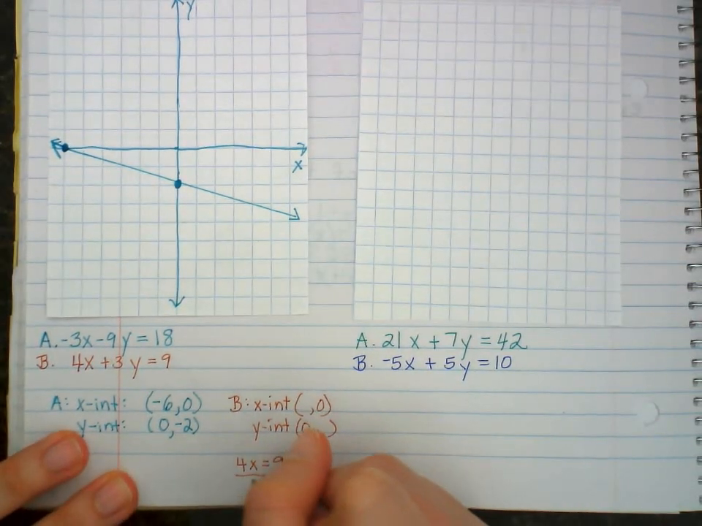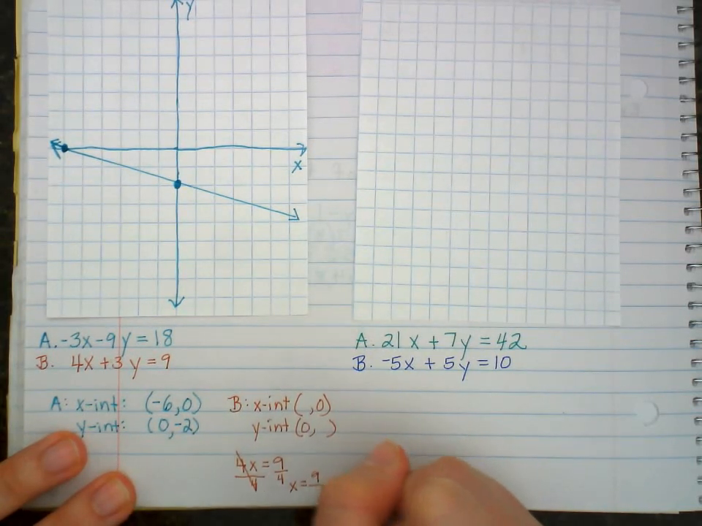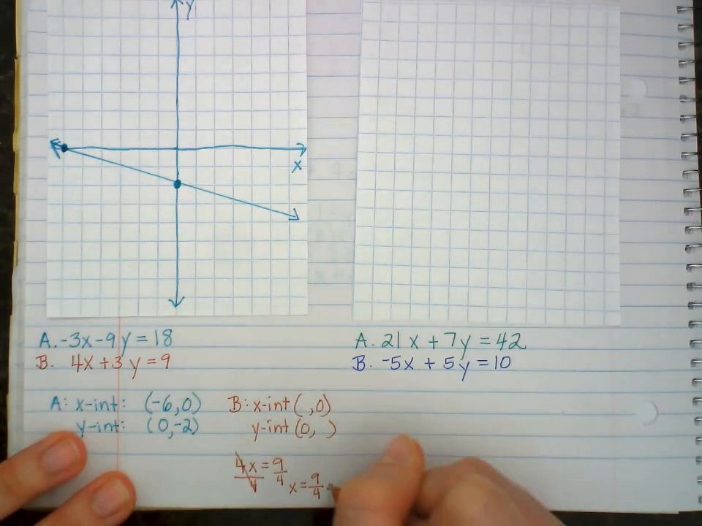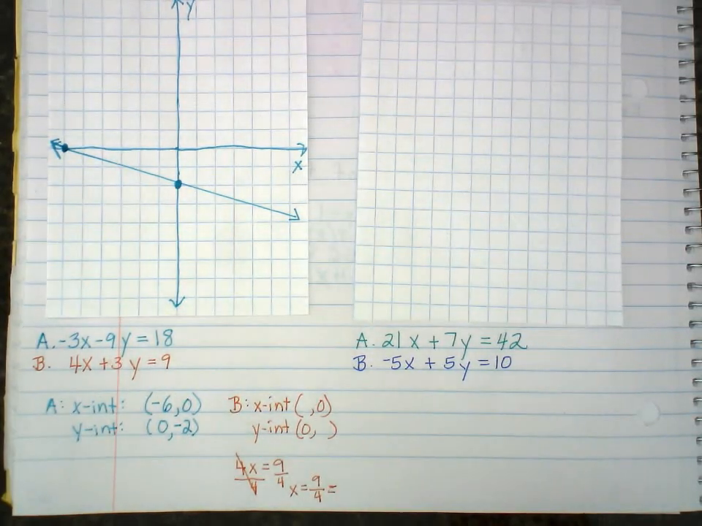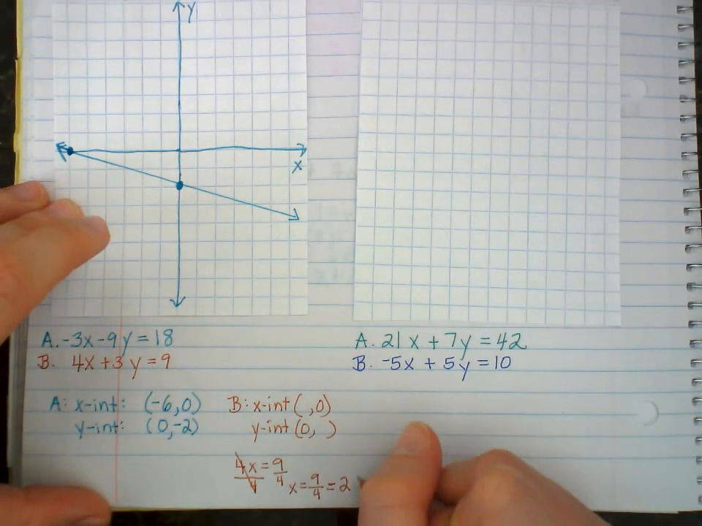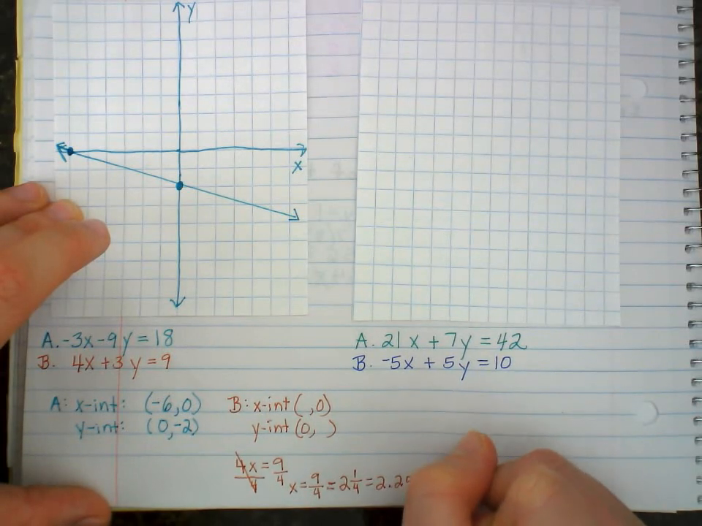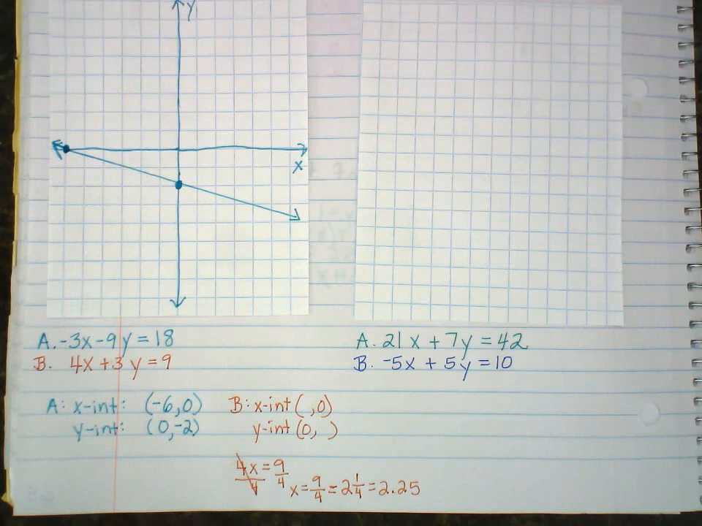Well, divide by 4. X equals 9 over 4, which is the same as, how many times does 4 go into 9? 2, with 1 left over, 2 and 1/4. And 1/4 is just a quarter, so 2.25. Okay?